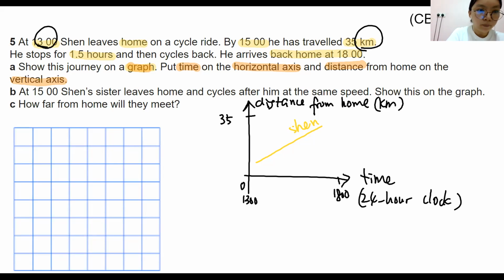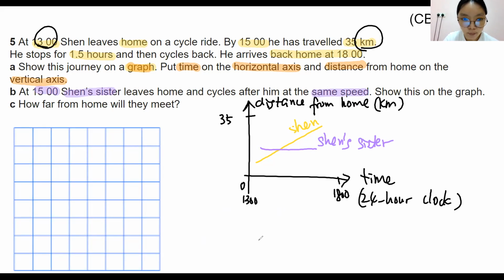So keep reading. At 1500, Shen's sister leaves home and cycles after him. After him meaning follow the same route, I suppose, and at the same speed. This is a keyword. Show this also on the graph. So I would suppose there is another line called Shen's sister's. So these are all the information I have for now. And let's kickstart drawing the graph.